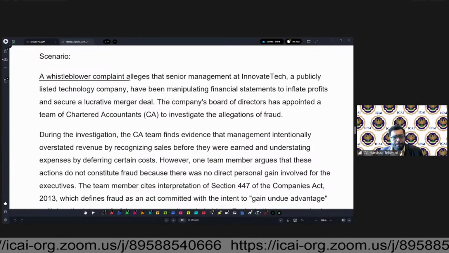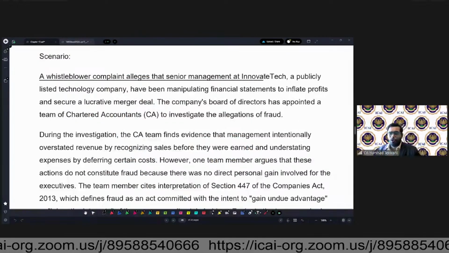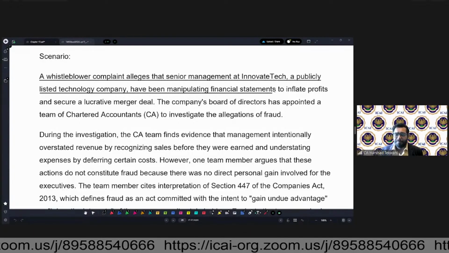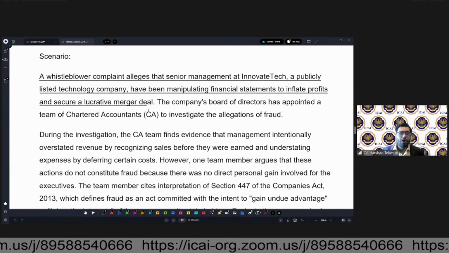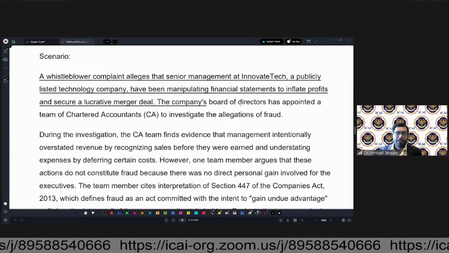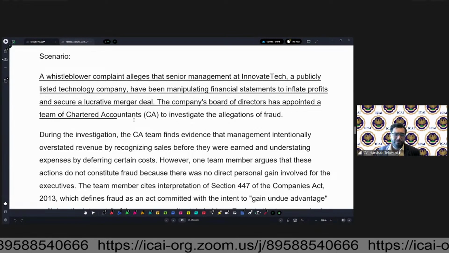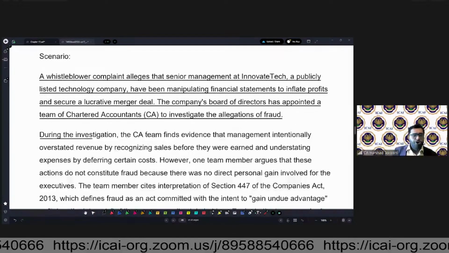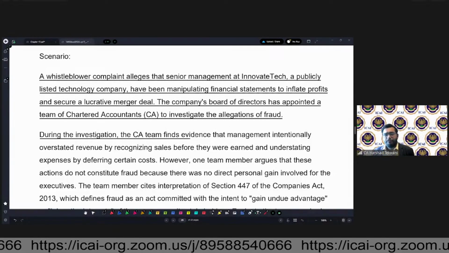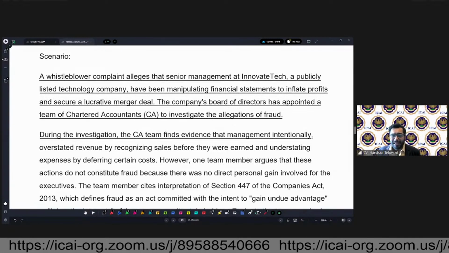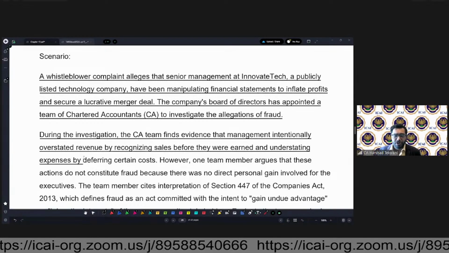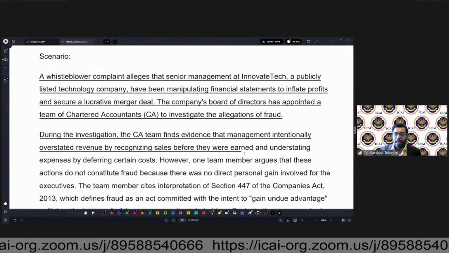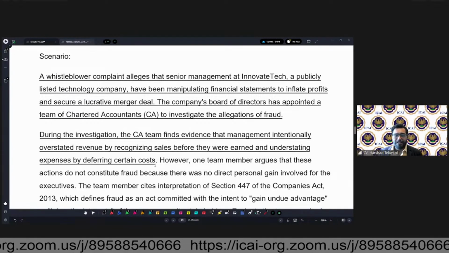A whistleblower complaint alleged that the senior manager at Innovate Tech, a publicly listed technology company, has been manipulating financial statements to inflate profits and secure a lucrative merger deal. The company's board of directors has appointed a team of chartered accountants to investigate the allegations of fraud. During the investigation, the team finds evidence that the management has intentionally overstated the revenue by recognizing sales before they were earned and understated the expense by deferring certain costs.